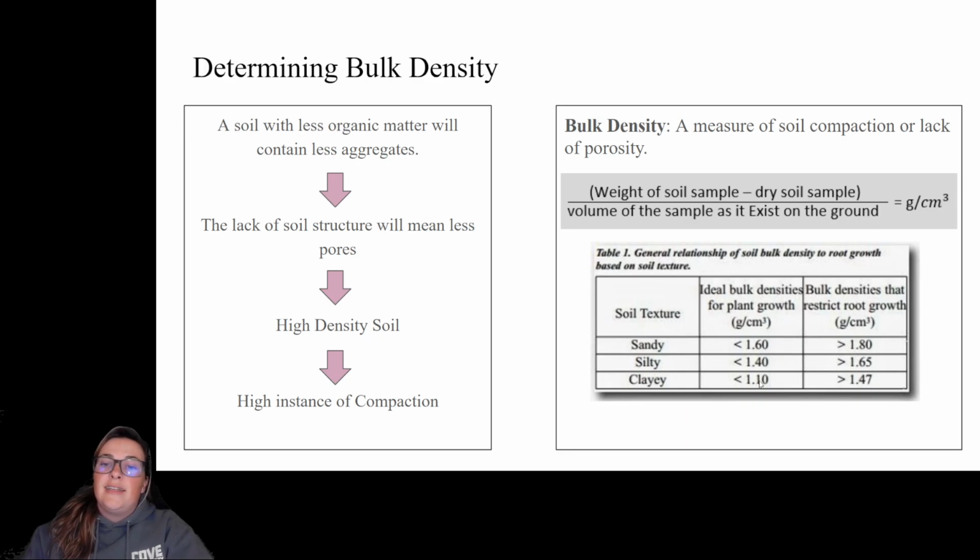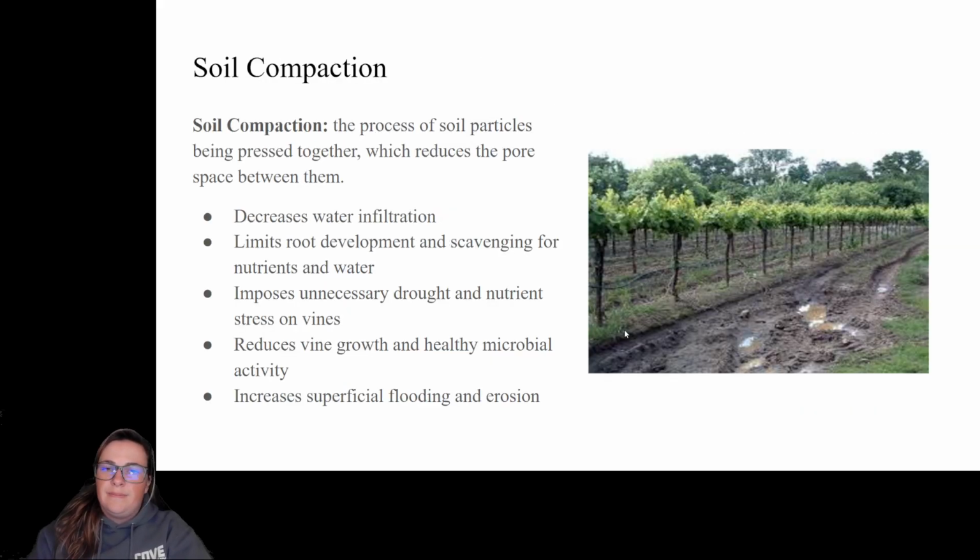It drops to less than 1.10 in that case, where there's more of a tolerance for sand because of its texture, right? So hopefully that makes sense, right? Okay, so what does soil compaction look like in a vineyard?